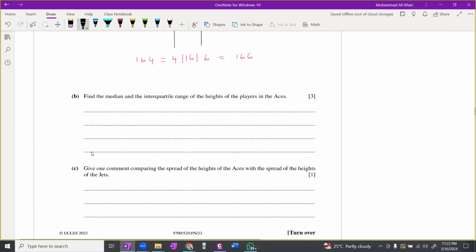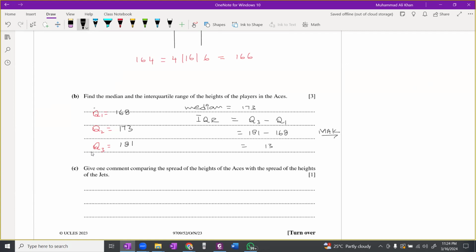As we have to calculate here, first we have to calculate median. So what is the value of median? The value of median is Q2, which is 173, and interquartile range is Q3 minus Q1. And what is Q3? Q3 is 181. What is Q1? It is 168. दोनों को subtract किया गया. So the result is 13. This is the interquartile range.